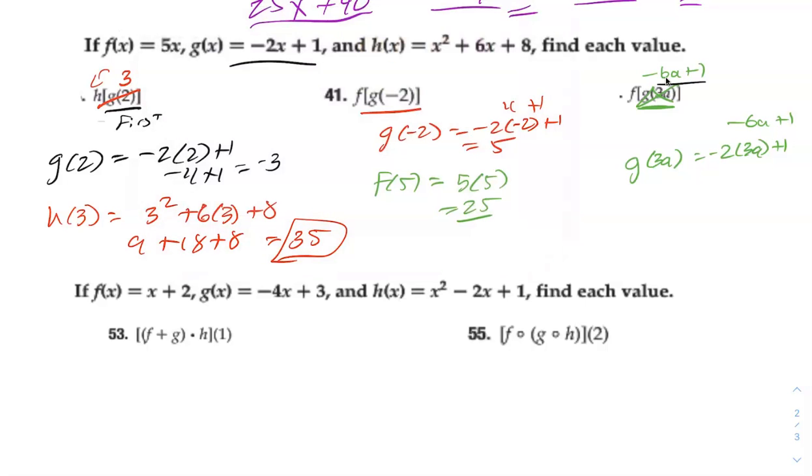And now we're going to plug that into f. f of negative 6a plus 1. f is 5 times whatever. So distribute, I get negative 30a plus 5. There we go.